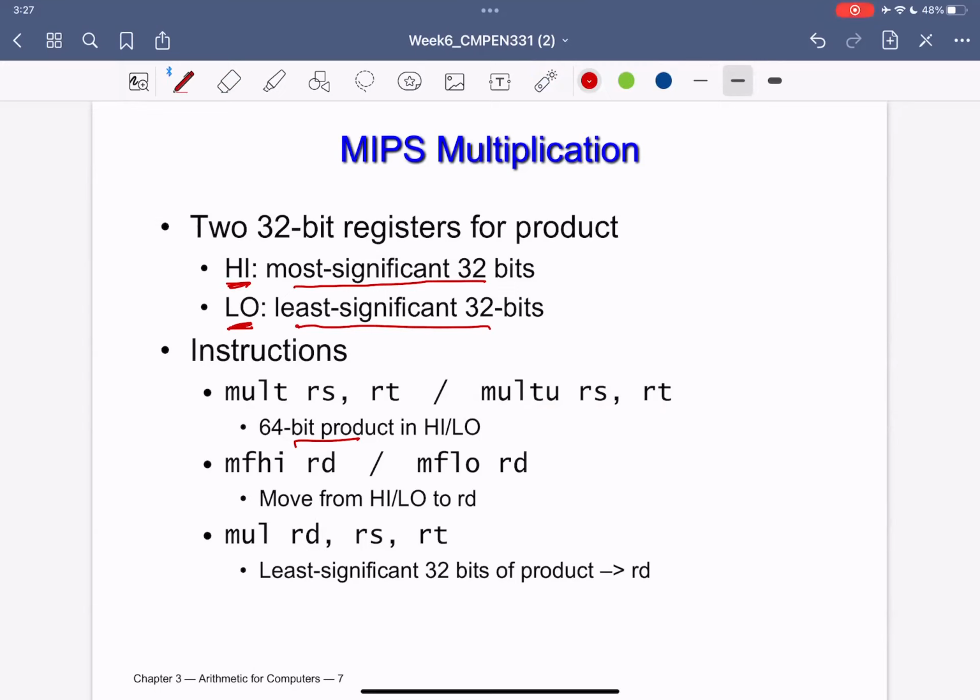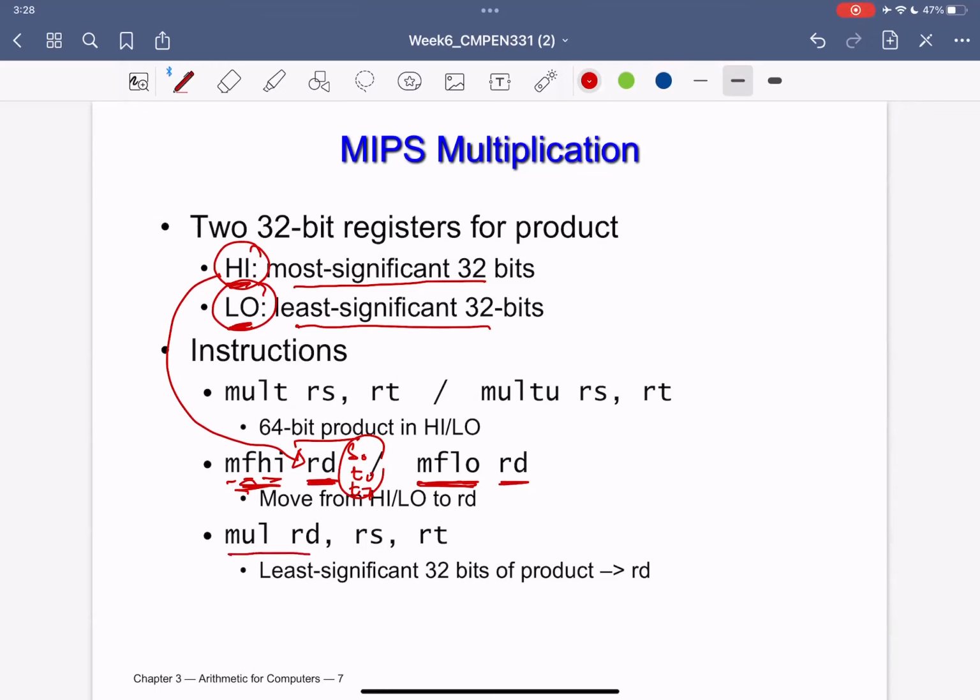Suppose I would like to see whatever is written in high or low in one of my registers, suppose I choose S0 or T0 or whatever. I can say, okay, move from high to the destination register RD. This RD can be S0, T0, T7, whatever destination I choose. Then move from high means whatever is in high will be copied into RD, the destination register that I choose. I can also, instead of high, use low. So I will use move from low to RD, and again we'll see the same thing.